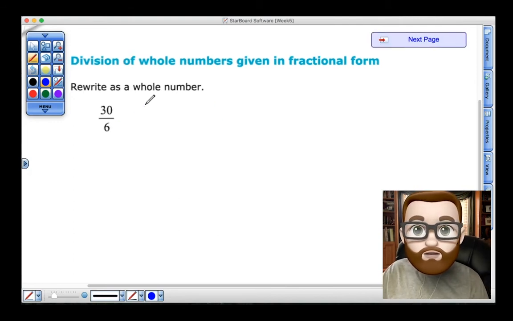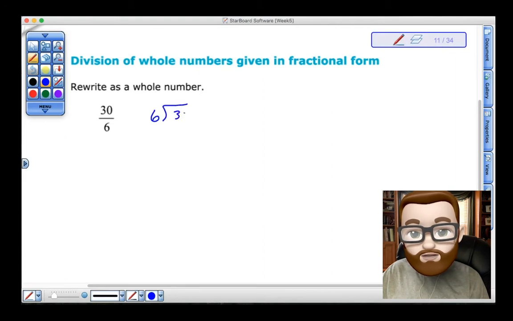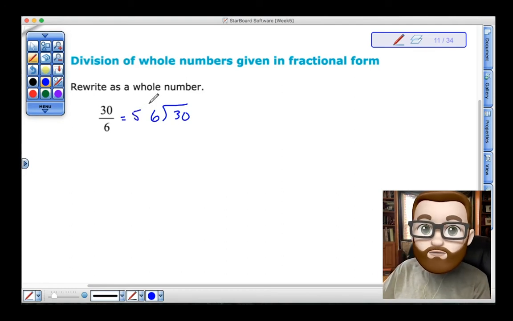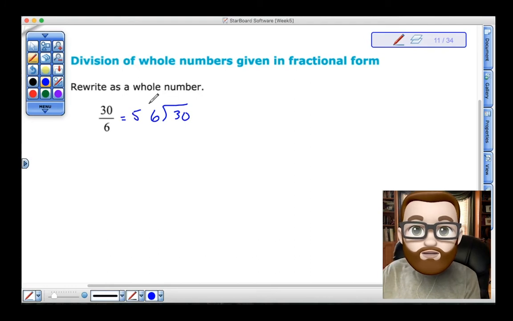So why don't you try that now? All right, and we're back. 30 goes into 6 how many times, or 6 into 30? 30 divided by 6, the answer there is going to be 5. Again, not too bad. Let's go on to the second type of example that we're going to see today.